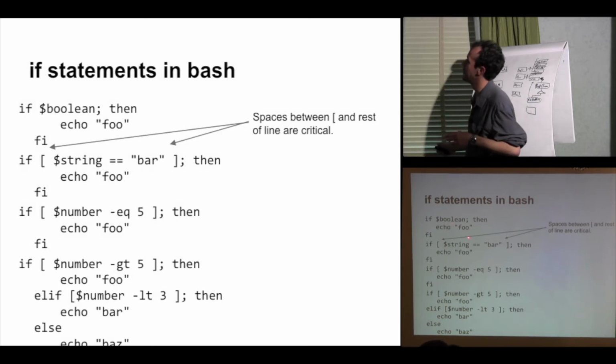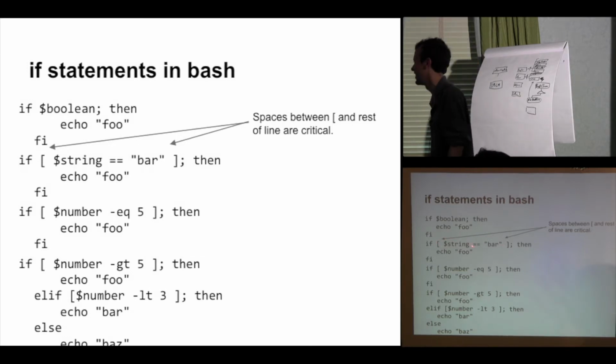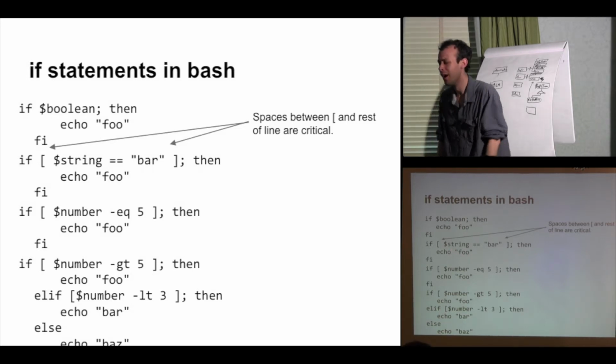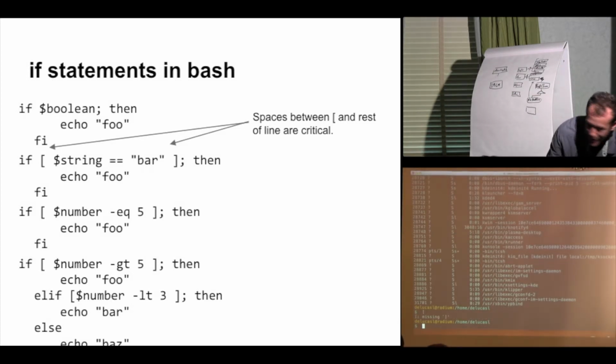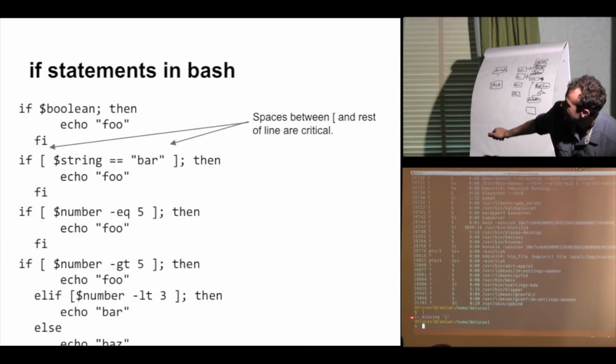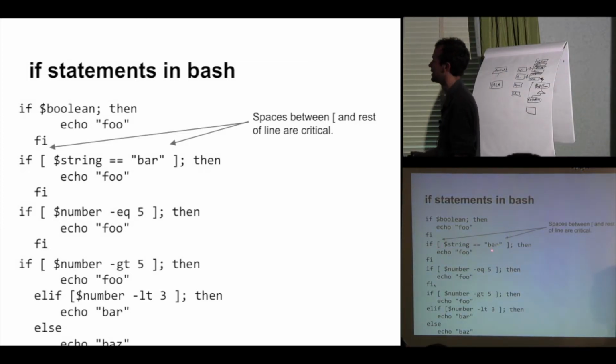And then let's say you don't have a Boolean, you want to do some comparison. So I want this to be true if the variable string is equal to the string bar. So I do this. And you'll see I have these spaces here on either side of my square bracket. These spaces are required, and the reason is that open square bracket is actually the name of an executable. Which is why if you type just a square bracket, it gives you a syntax error, right? Because this is actually a program called square bracket, which I think is amazing. So you really do need these spaces.